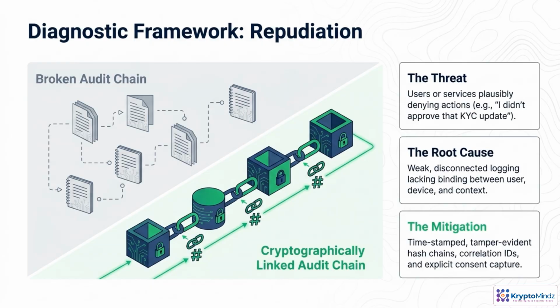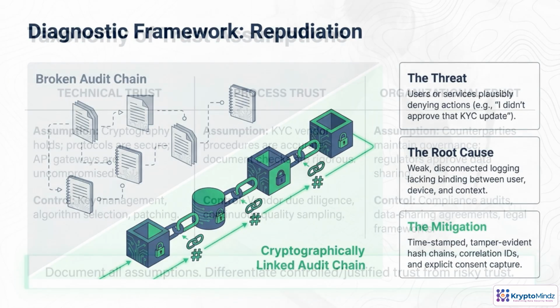Repudiation is about believable deniability. A user or internal service can say, "I never did that," and your logs can't confidently prove otherwise. The root problem is usually logging that's fragmented and easy to alter, with no strong binding to who acted, from which device, and under what consent. To fix that, treat audit as a cryptographic chain. Every event time-stamped, hash-linked to the previous one, and enriched with correlation IDs and explicit consent artifacts.